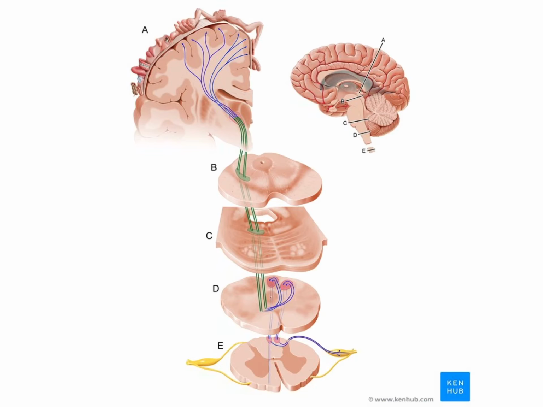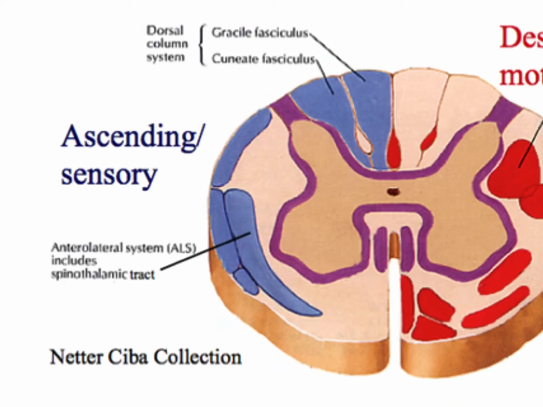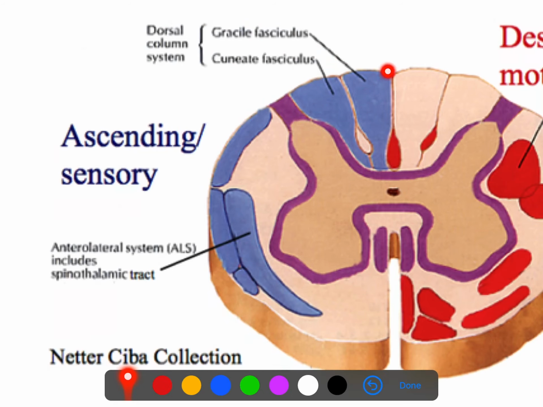With that homunculus arrangement, remember, you can see the stroke lecture for a lot more information about the homunculus arrangement. So, here's our gracile fasciculus, and here's our cuneate fasciculus. So make sure you're aware of those. And then here, just as a recap, will be our spinocerebellar tracts.